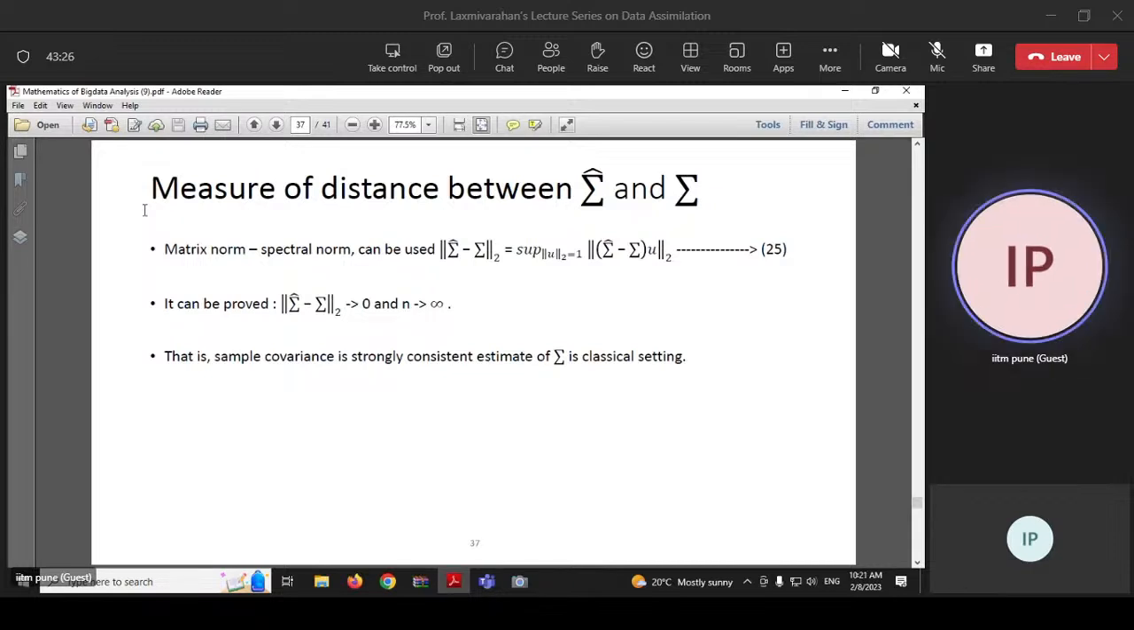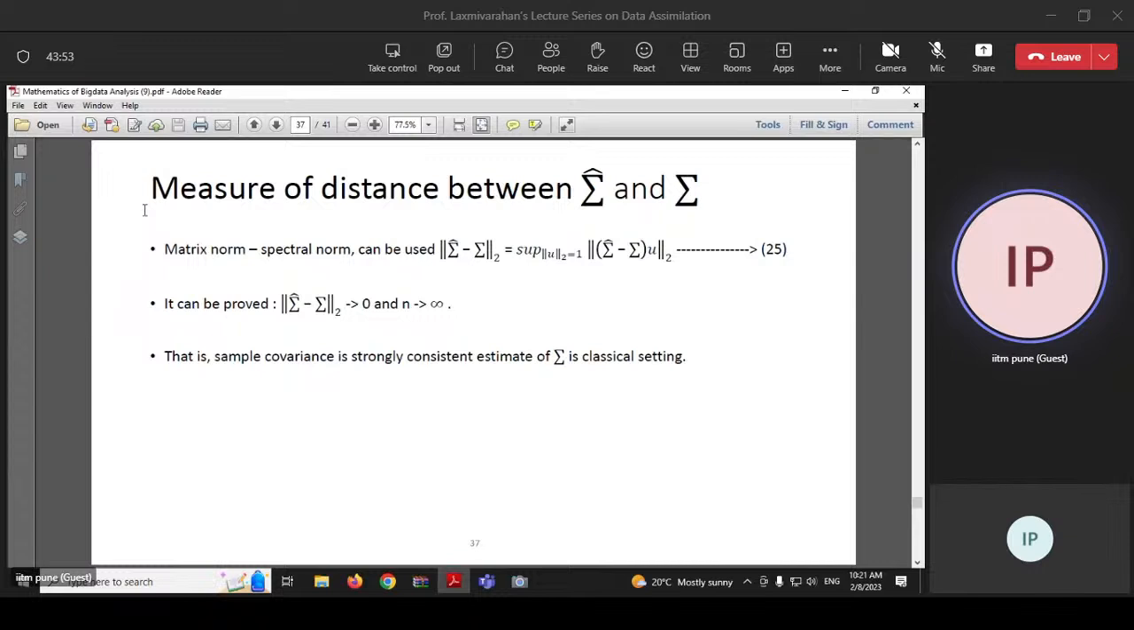So I can characterize properties of matrices by their eigenvalues. One way would be the two norm of matrices, which is essentially a spectral norm. And how do they measure the spectral norm? It is the supremum, which is a fancy way of talking about maximum. It is a maximum over a vector.